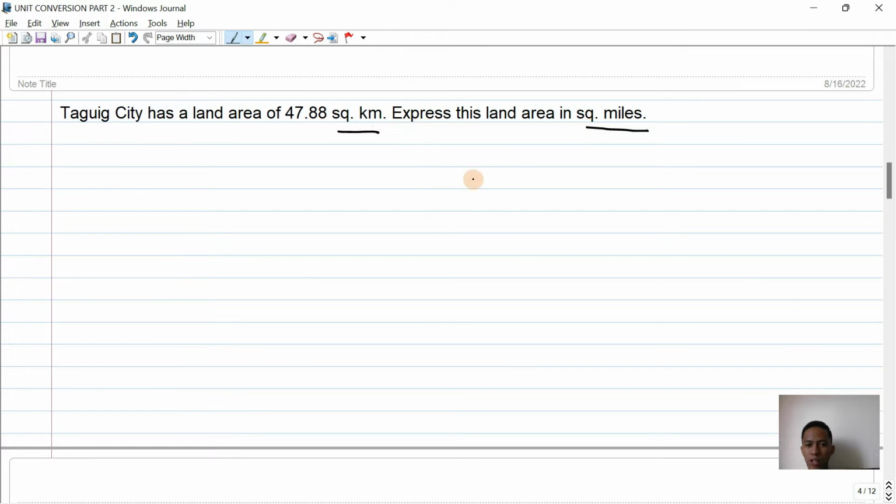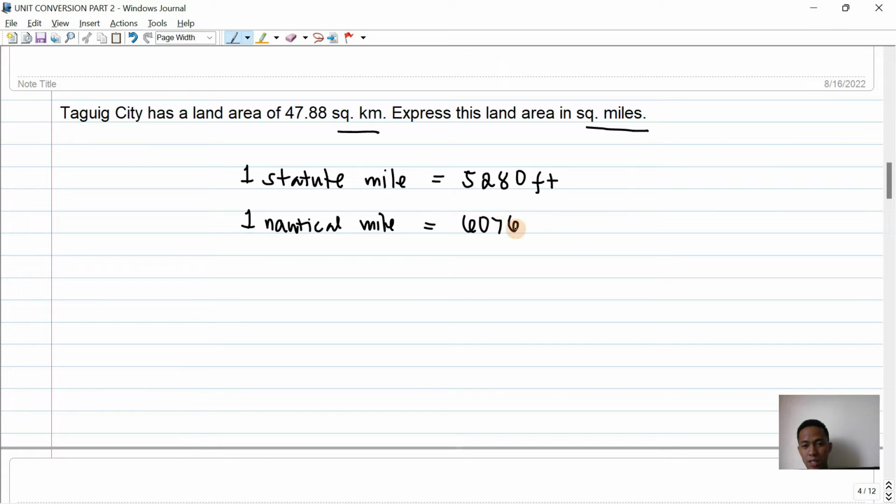Okay, so meron tayong dalawang units per mile. Specifically, we have what we call the one statute mile, which is equivalent to 5,280 feet. We also have what we call the nautical mile, which is equivalent to 6,076. Okay, may point 12 pa yan guys, pero for the simplicity, pwede mong i-round up na lang to 6,076 feet. So, pero pwede mo rin i-include yung point 12. No? So, 6,076.12 or you can use the 6,076 feet.